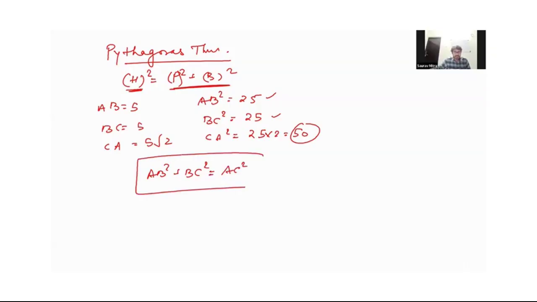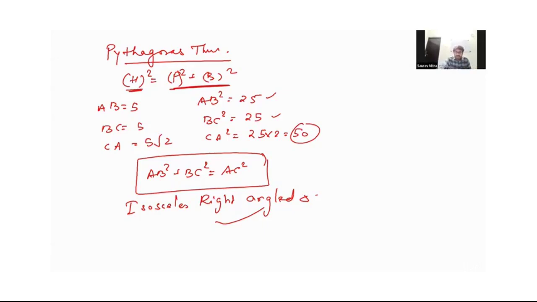I can say anything, both are right. So the given triangle is an isosceles right angled triangle. Okay, so this is done. Now at last, what will we find? We will find its area.